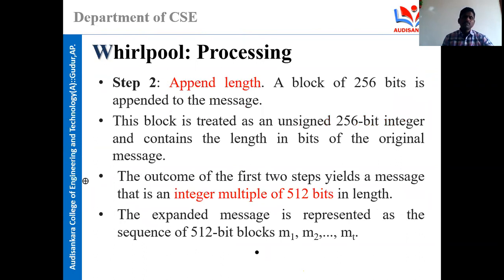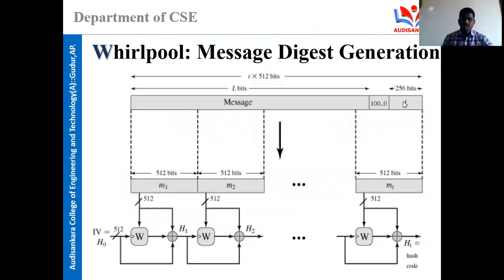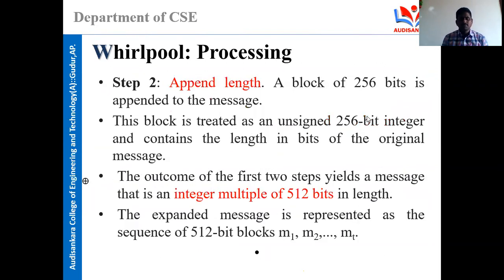In the second step, we append the length. The 256 bits length is appended. You can observe in the diagram that it was appended. After performing these two steps, step 1 and step 2, the outcome is that we make the message a multiple of 512 bits in length. So it can be expanded and represented in the form M1, M2, M3, and so on up to MT.